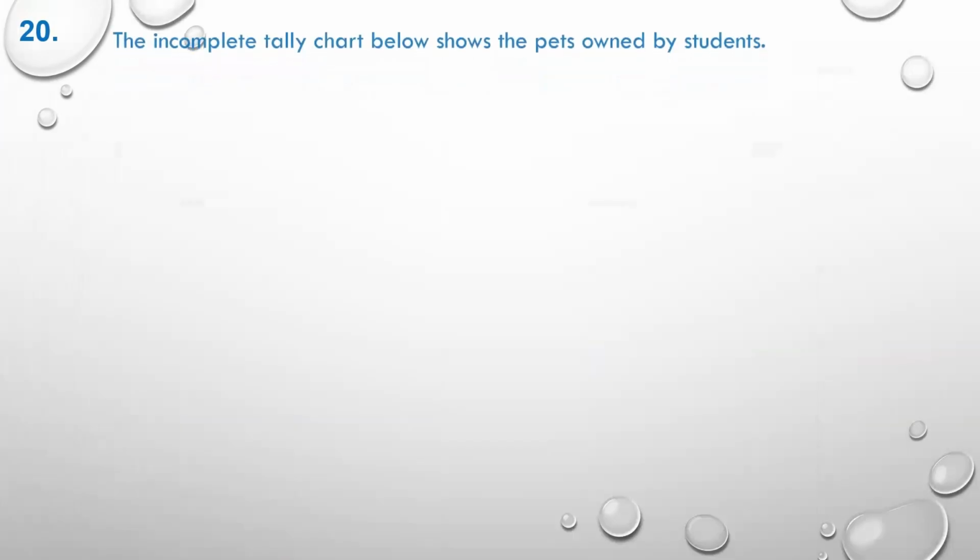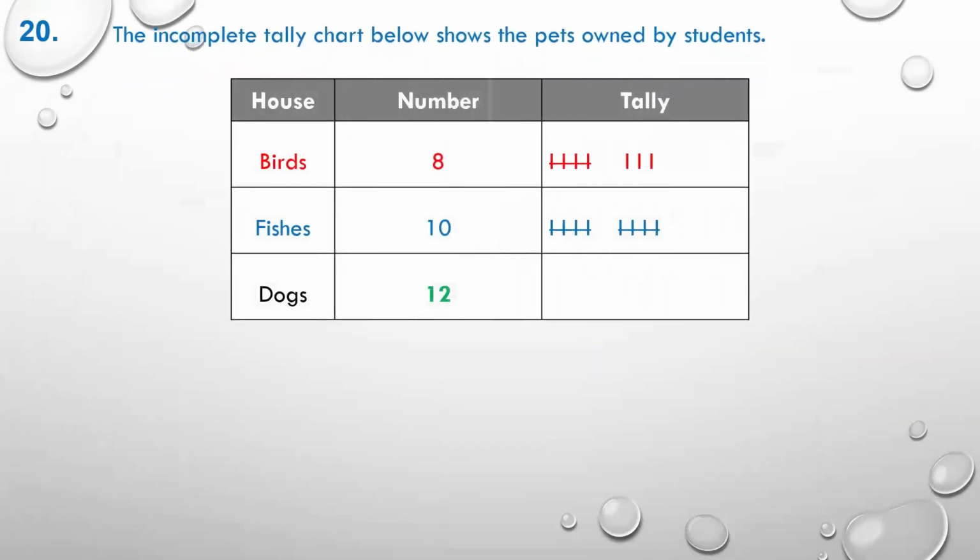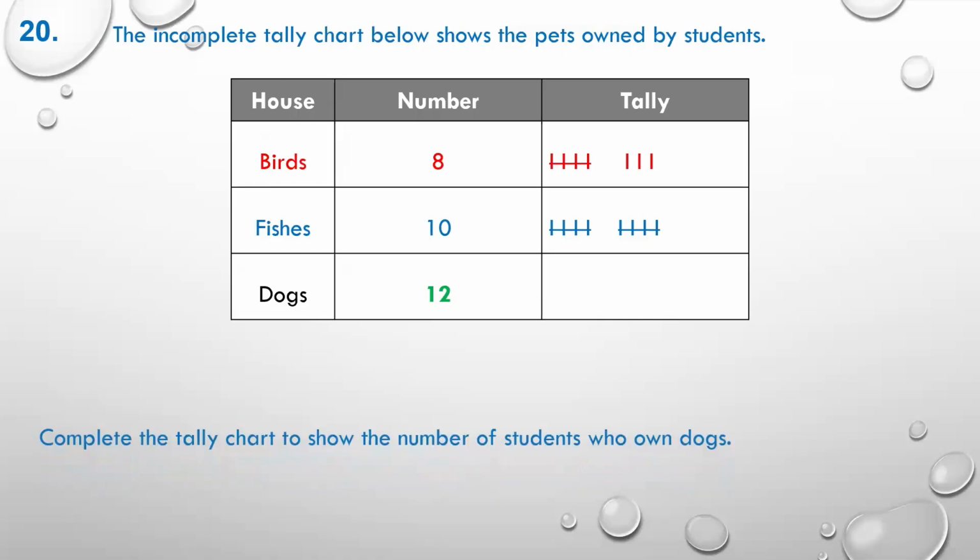The incomplete tally chart below shows the pets owned by students. So in the house, birds, we have 8, fishes 10, and dogs 12. And the tally chart shows for birds 5, 6, 7, 8. I've put different colors so you can easily identify them. Fishes 5 and 5, 10, and dogs. Complete the tally chart to show the number of students who own dogs.